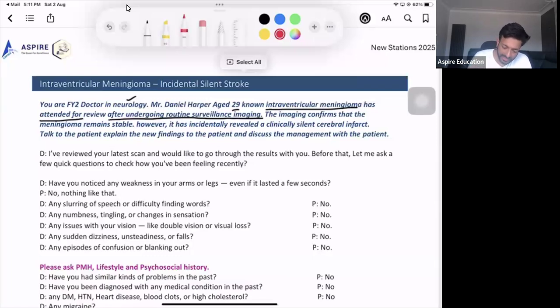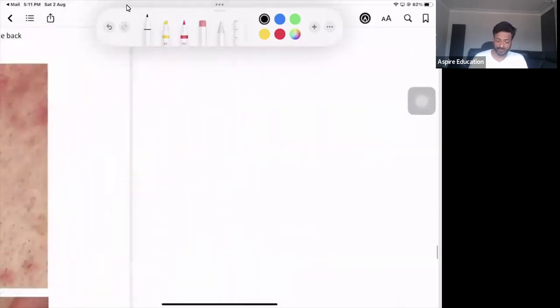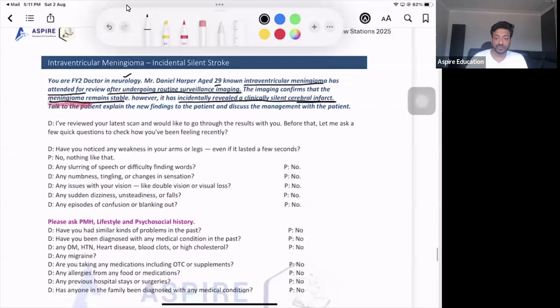So the imaging confirms that the meningioma remains stable. However, it incidentally revealed a silent cerebral infarct. The meningioma was there, and there were no changes in that. It was absolutely okay. But then incidentally we found there was a cerebral infarct. So we have to see if the patient has got any symptoms of stroke or not. So talk to the patient about this new finding and discuss the management.